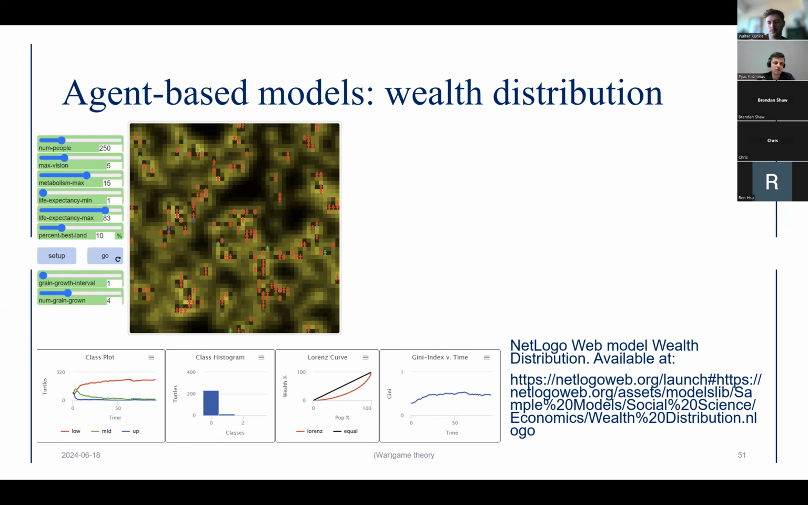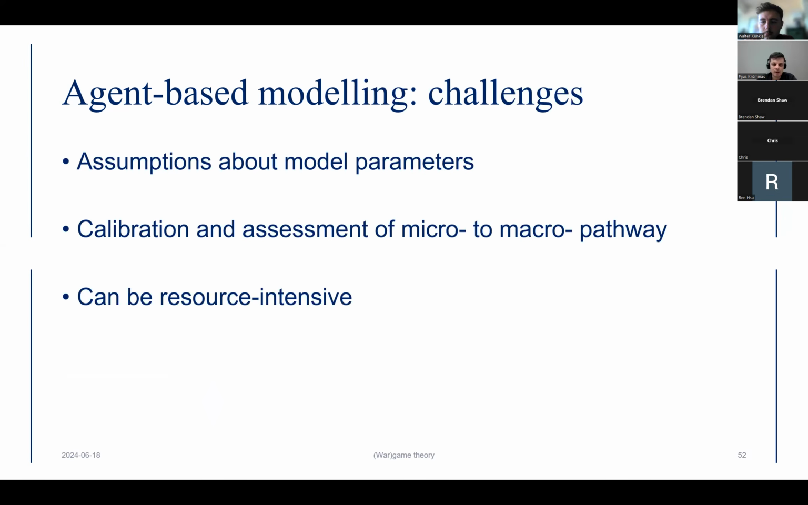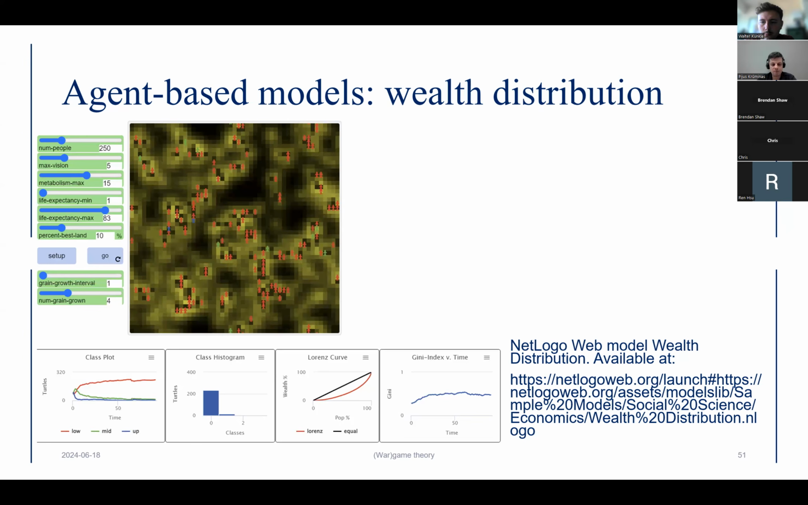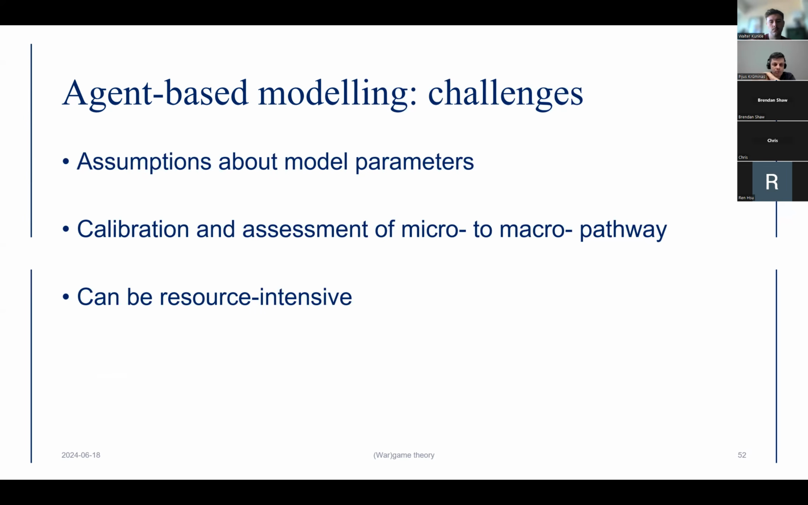And so instead of solving for something optimal, you let it run and you see the interactions and the results of these interactions. Now, of course, this type of modeling also comes with its own challenges.